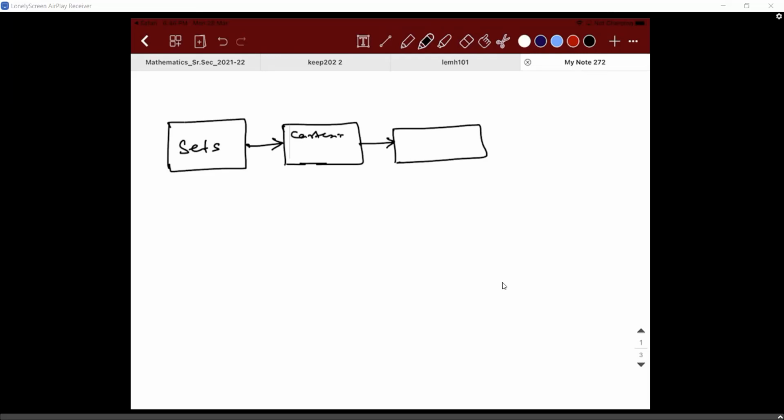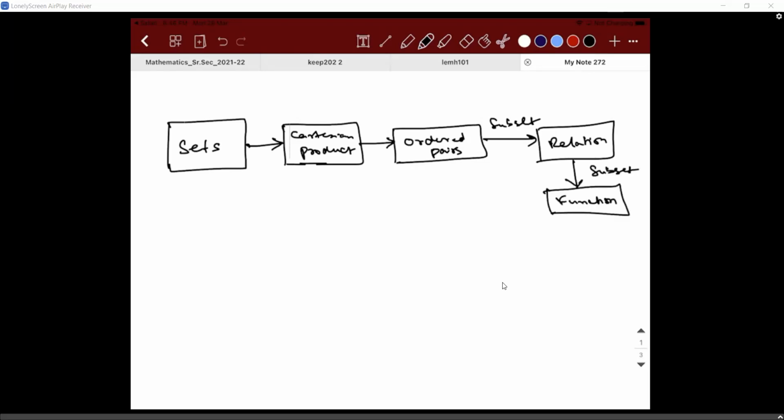So Cartesian product will give rise to ordered pairs. From ordered pairs, if I take the subset, I will get a relation, and from relation, if I take another subset, I get a function. That's it. Is that right? If I have to simplify things, this is what I understood. Am I right or not?